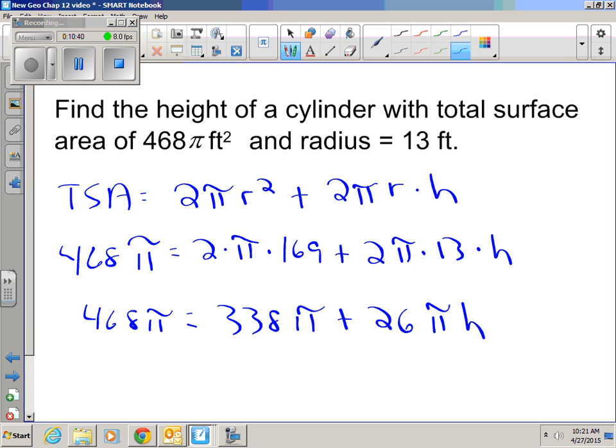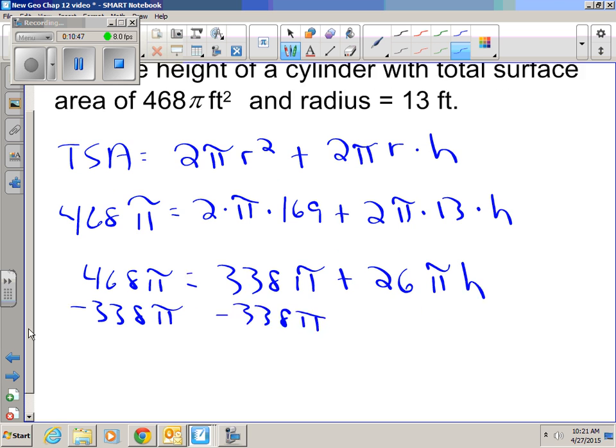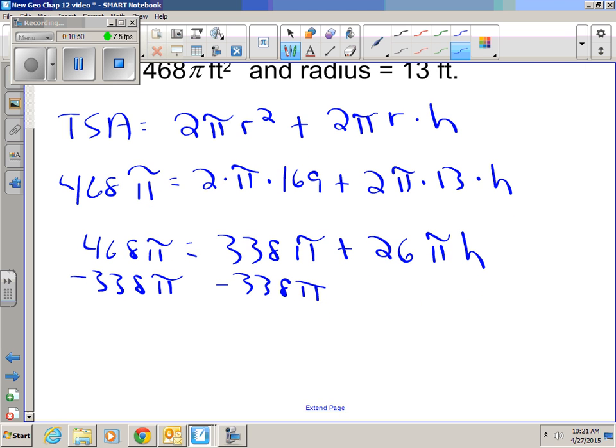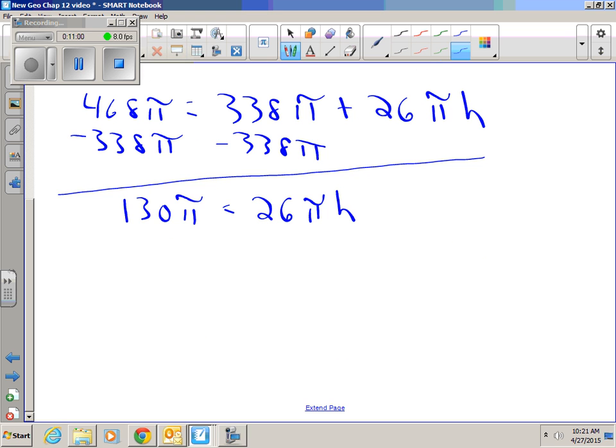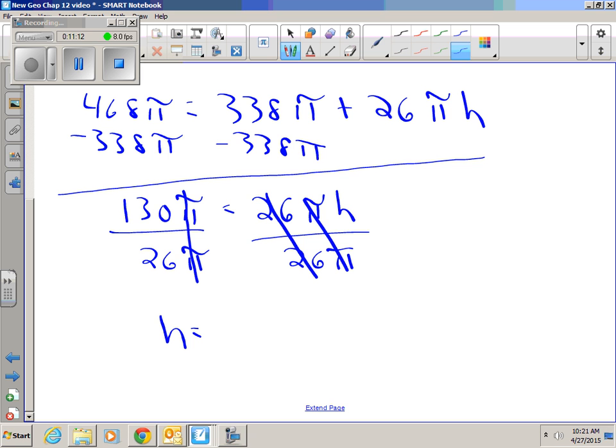I'm going to subtract 338 pi from both sides. Might give myself some room. It looks like I have 130 pi is equal to 26 pi h. Now to solve this for h, I'm going to divide both sides by 26 pi. Those go. H is equal to, the pi's go, 130 divided by 26, which I believe is 5. So the height is 5.